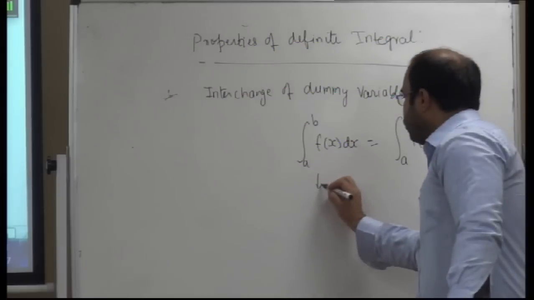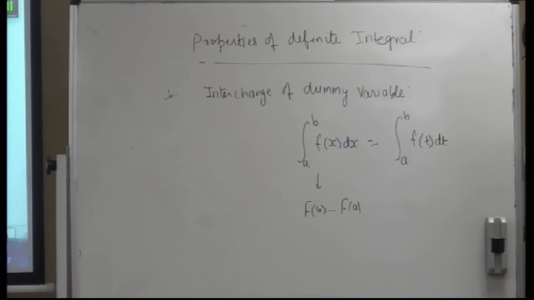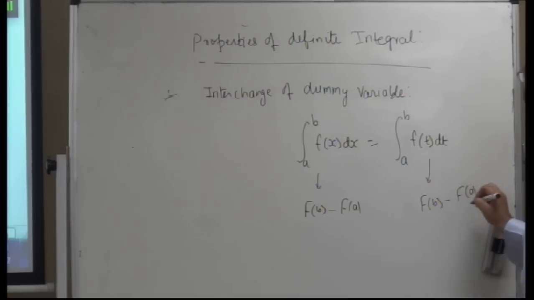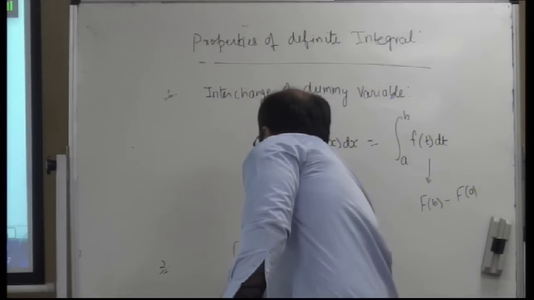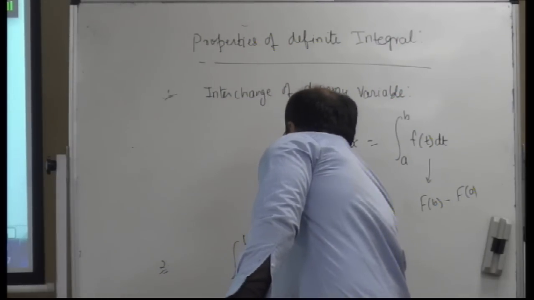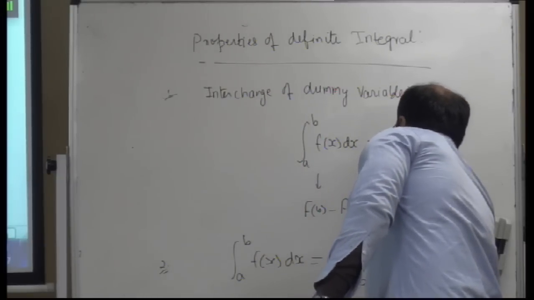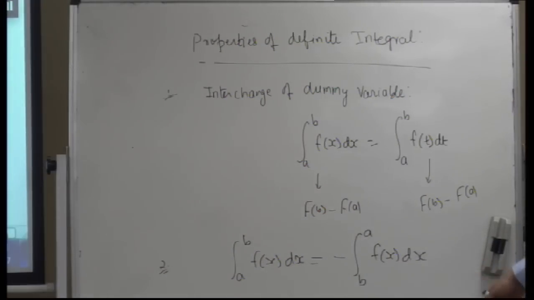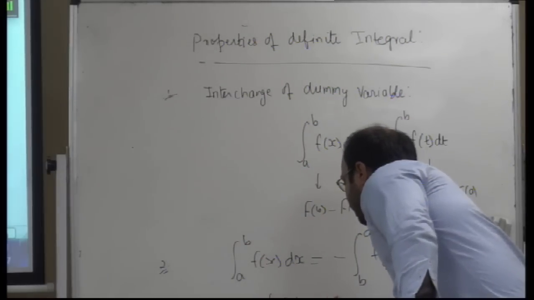This will also give you capital F(b) minus capital F(a), where capital F(x) is its integration, and this will also give you capital F(b) minus capital F(a). So it doesn't matter which variable you are using for integration. The second property that we have to discuss is that the integral from a to b f(x) dx can be written as minus the integral from b to a f(x) dx. That is, you can interchange the limits and take a minus sign here. So this is called interchange of limits.